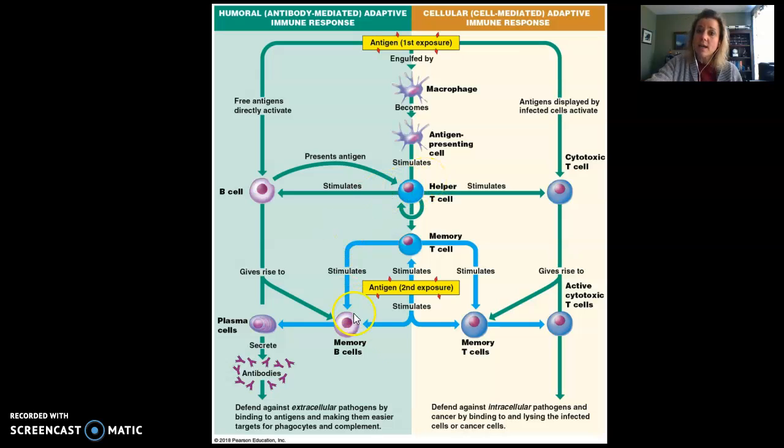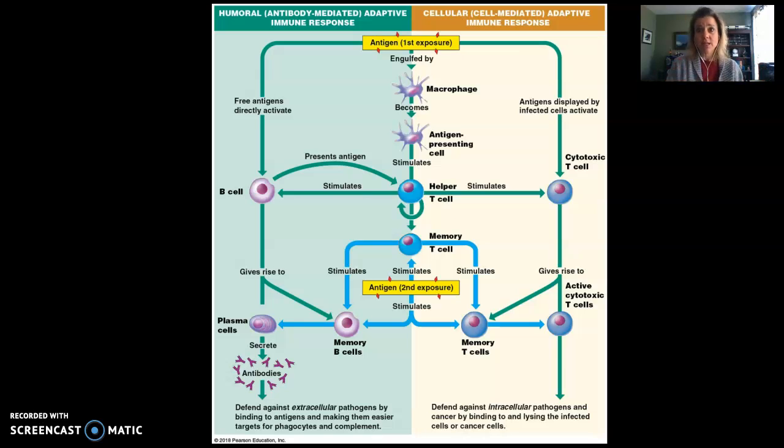So this is why our secondary response is so fast, because we don't need to eat up chunks of time waiting for antigen presentation to occur, waiting for the antigen to just happen upon a lymph node that contains B cells that is specific for it. So that secondary response happens extremely fast, and we don't even get sick.